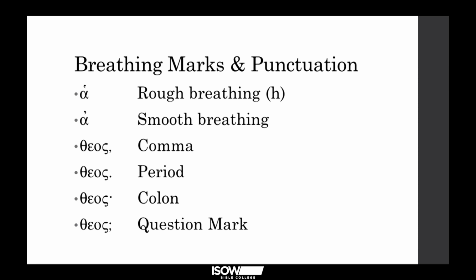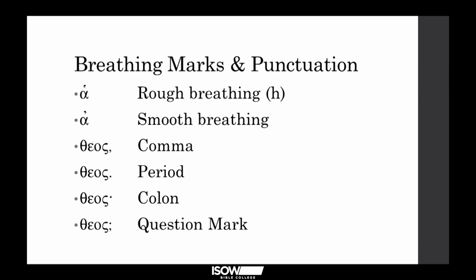Finally, there are breathing marks and punctuation that he goes over in this video for Koine Greek. The rough breathing mark makes the H noise, a breath of air, and it leans curved to the right. The smooth breathing mark leans curved to the left and is silent. So that's the difference between the rough and the smooth breathing marks.